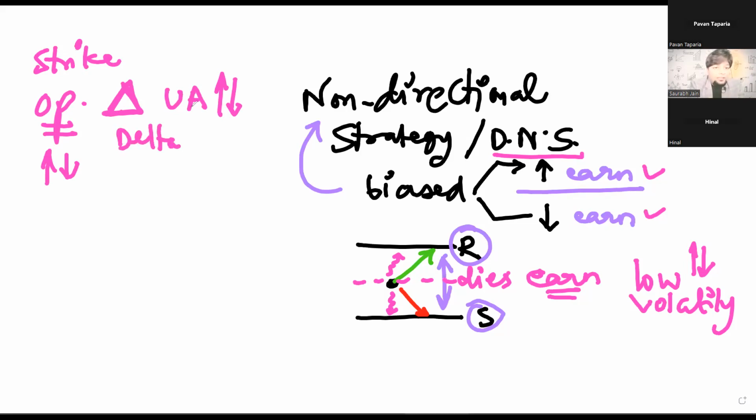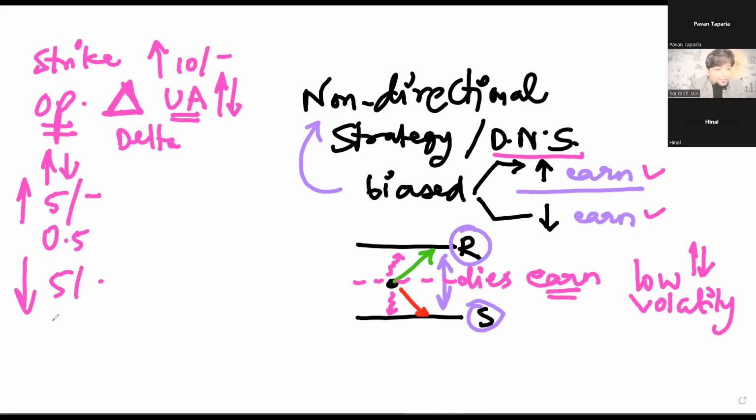So if the underlying asset goes up by 10 rupees and the premium of the call which you have goes up by 5 rupees, which means your delta of that particular strike price call is 0.5 or 50%. Let's say during the same time, when the stock went up by 10 rupees, the premium of a put went down by 5 rupees. That means the delta of that put is minus 0.5. Right?